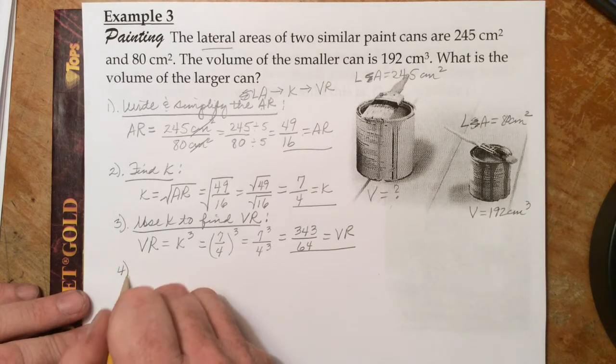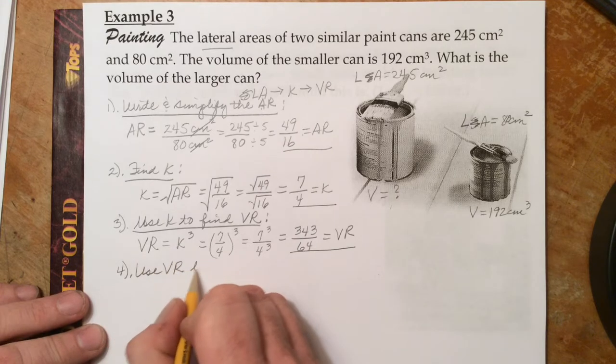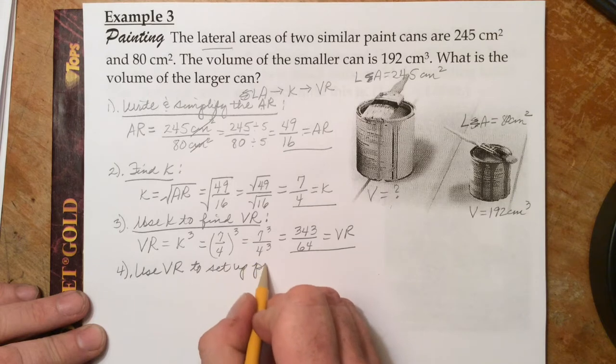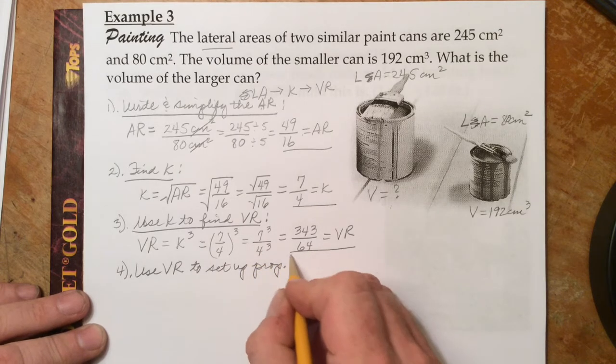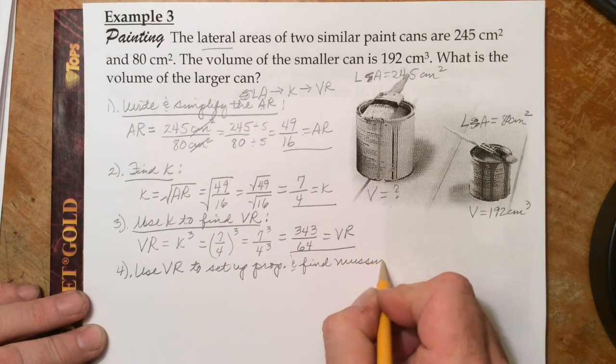The last thing we do, number 4, is we use the VR to set up a proportion and find the missing volume.